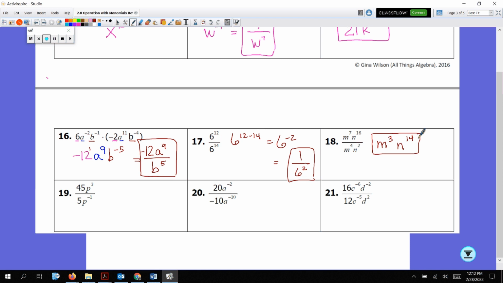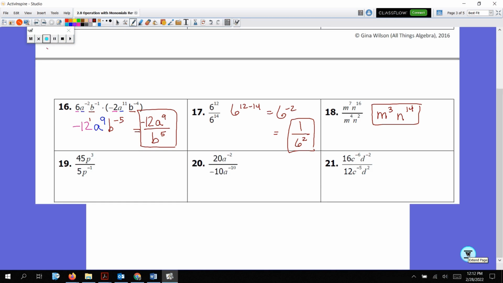When you have coefficients, the same thing happens as when we're multiplying. We're going to do the operation. So 45 divided by 5 is 9. P to the 3 minus negative 1. Be real careful if you have a negative exponent because minus and negative changes to addition. And now I have 9 c to the fourth power.